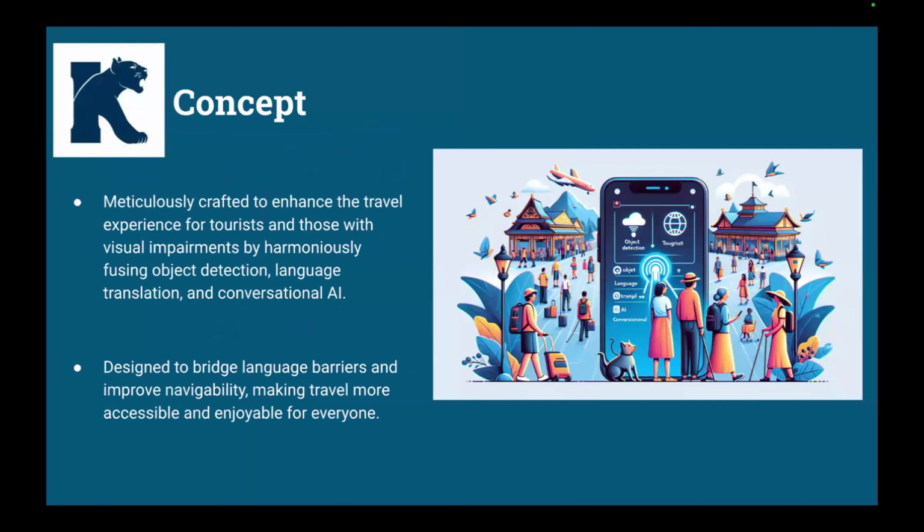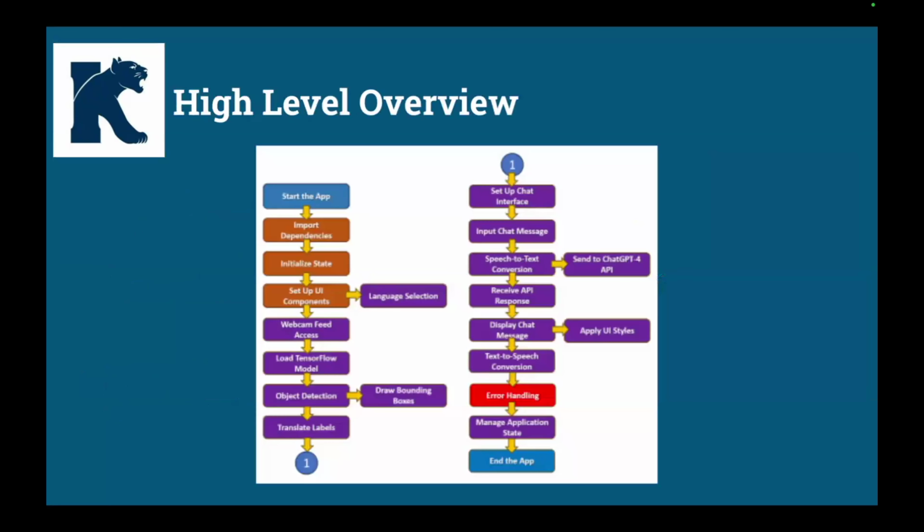The Travelers app stands at the forefront of revolutionizing human AI interaction. By integrating object detection and language translation, we're not only enhancing the user's experience, we're redefining it. It was meticulously crafted to enhance the travel experience for tourists and those with visual impairments by fusing object detection, language translation, and conversational AI, and is designed to bridge language barriers and improve navigability, making travel more accessible and enjoyable for everyone.